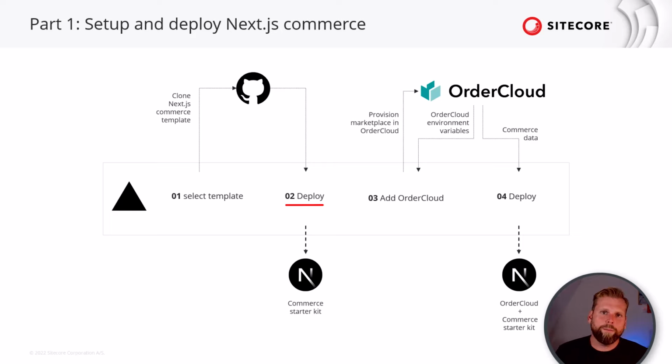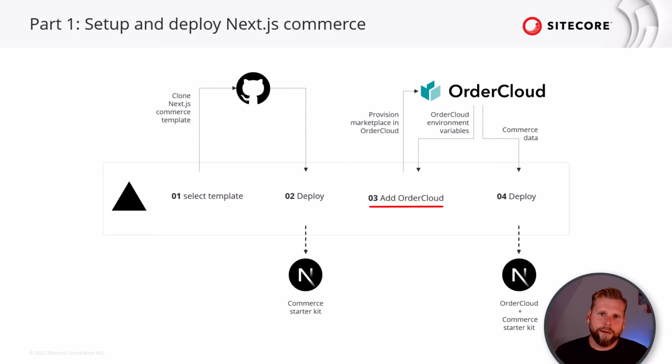So of course we want to power it by a full-blown commerce platform behind it, so we can actually sell things and have a product catalog. So we're going to add OrderCloud to it. So we'll go back into Vercel.com and we're going to add the OrderCloud integration. That will provision OrderCloud with default data, with a marketplace, with a catalog, with product data, all into OrderCloud. And then we'll pull back the environment variables.